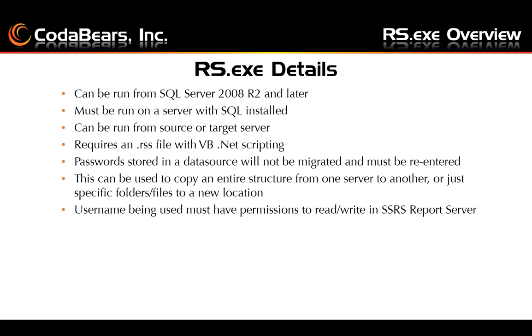RS.exe can be run from SQL Server 2008 R2 and later. It must be run on a server with SQL Server installed. It can be run from the source or the target server. It requires the .rss file with VB.NET scripting. Passwords that are stored within a data source will not be migrated and must be re-entered.